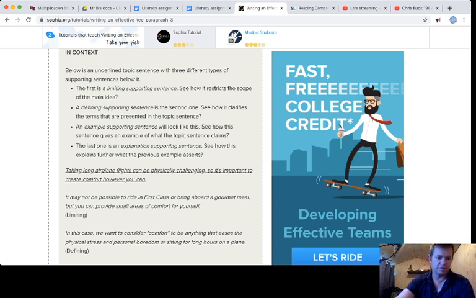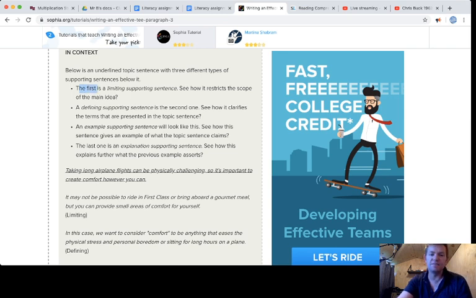Okay, so this is the topic sentence right here. Taking long, so they're obviously not arguing what we're arguing. It's good to use examples from different stuff, but this is it. Taking long airplane flights can be physically challenging, so it's important to create comfort however you can. And so that's their main point in this paragraph.